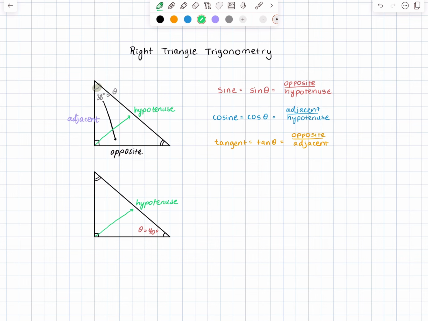And then my opposite is always across from the focus angle. So since this is my focus angle, my opposite is going to be right across that, which is all the way over here. So opposite. And then my adjacent is always touching the angle, but it's never the hypotenuse, the longest side. So that's right over here, and this is my adjacent side.